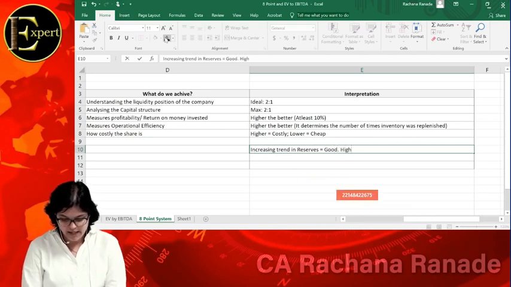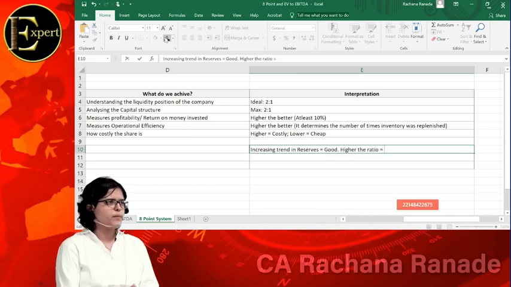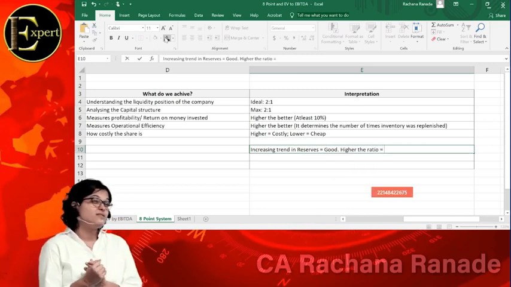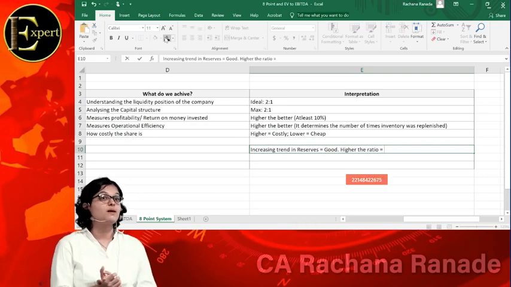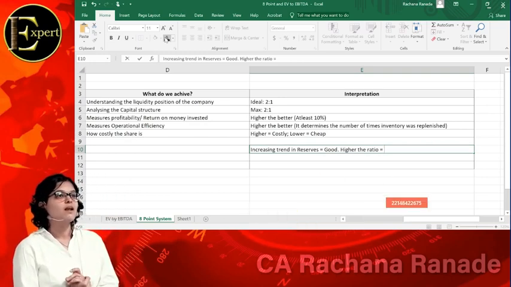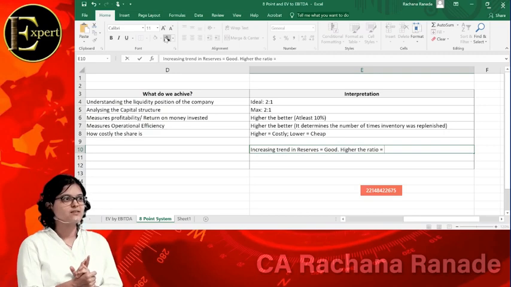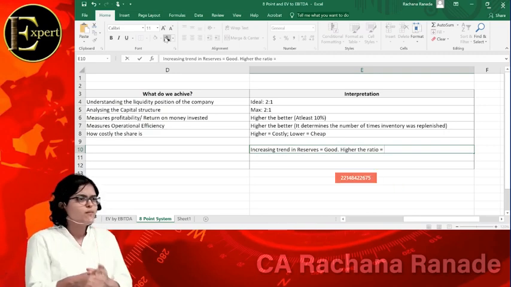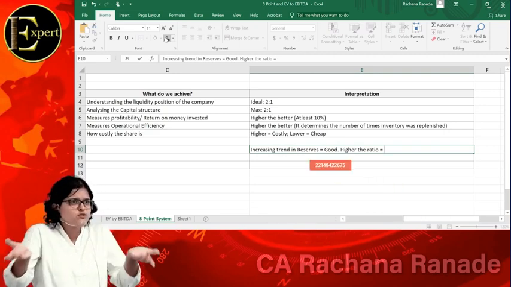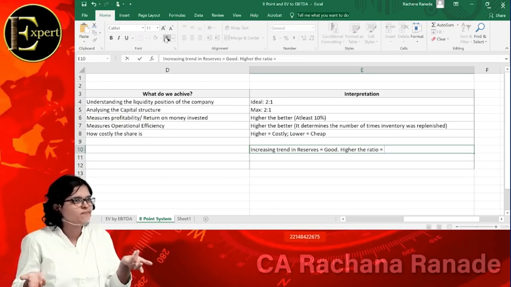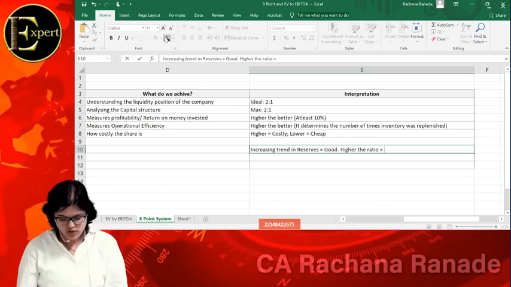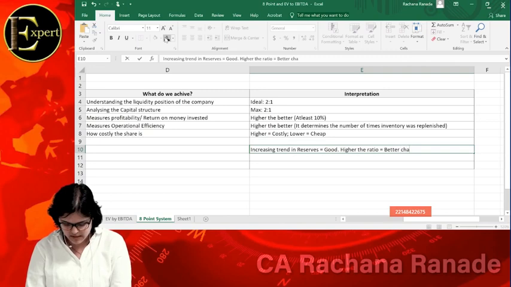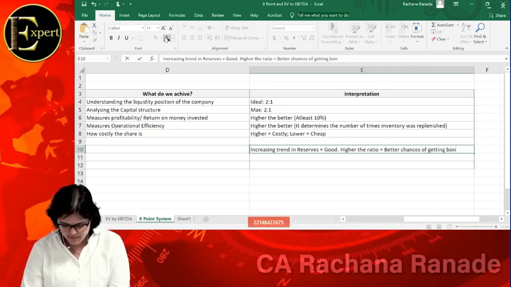But higher the ratio is equal to, one more thing, if you remember, I told you, higher the ratio, there are chances that the company will declare bonus shares or will declare dividend. Because what are they going to do with the surplus? They have to distribute it to the shareholders at some point of time, right? Correct? So higher the ratio is equal to better chances of getting what? Bonus shares slash dividend.